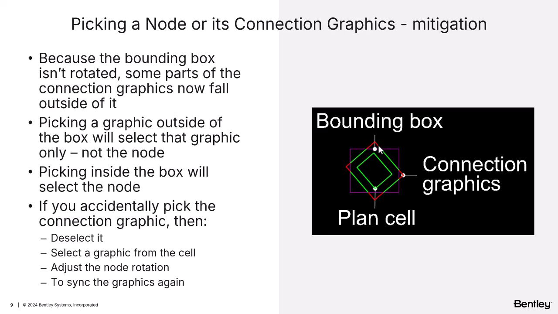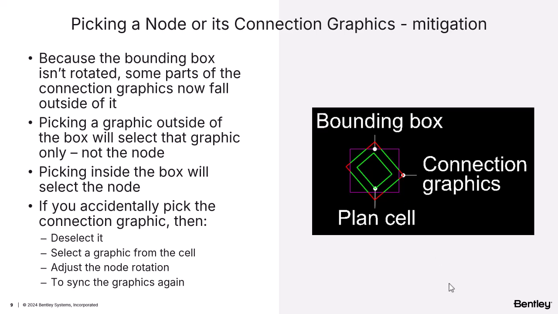So if you accidentally do this, what you can do is just deselect the connection graphic, then select the node, and the best way to do that is to pick a graphic from the plan cell, and then if you adjust the rotation of the node slightly, that will synchronize the connection graphics back to the node, and therefore any connected conduits are synchronized back to the node as well.